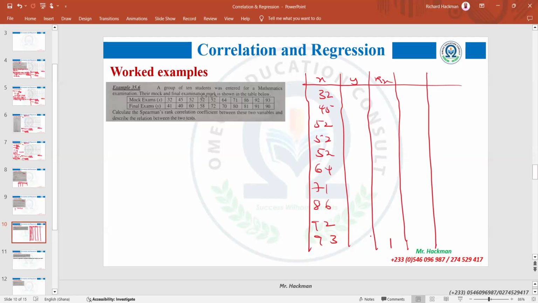So let's move on to the next one, 92. That will give us 2. I hope you are following. The next one will be 86. That will give us 3. The next one will be 71. That will give us 4. The next one will be what? 64. That will give us what? 5. Am I right? The next one is supposed to give us what? 52. Is that not it? How many 52s do we have?